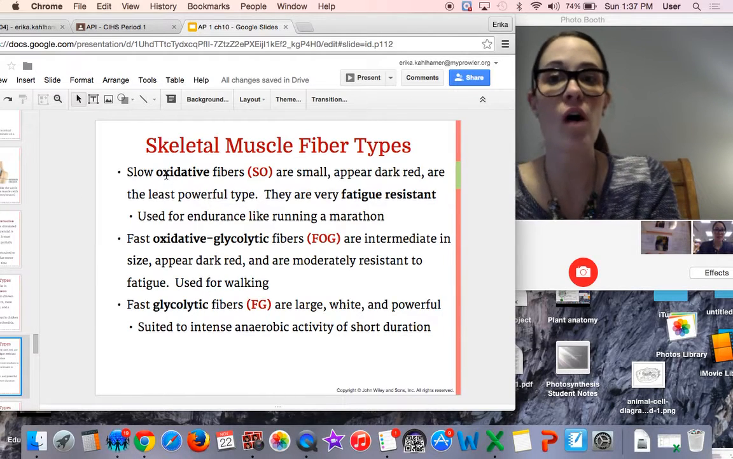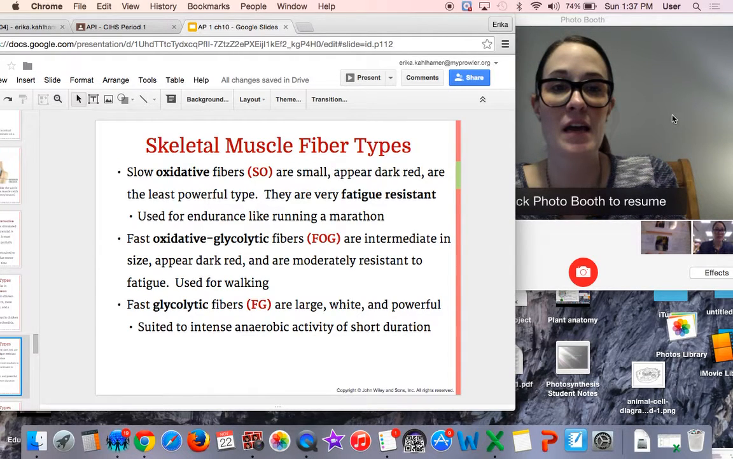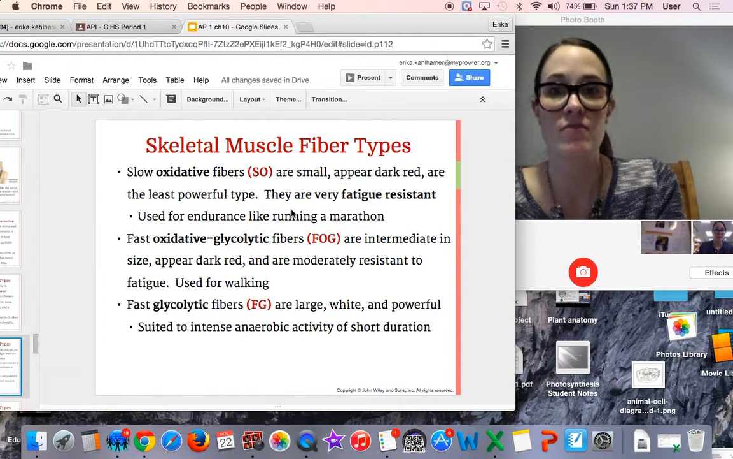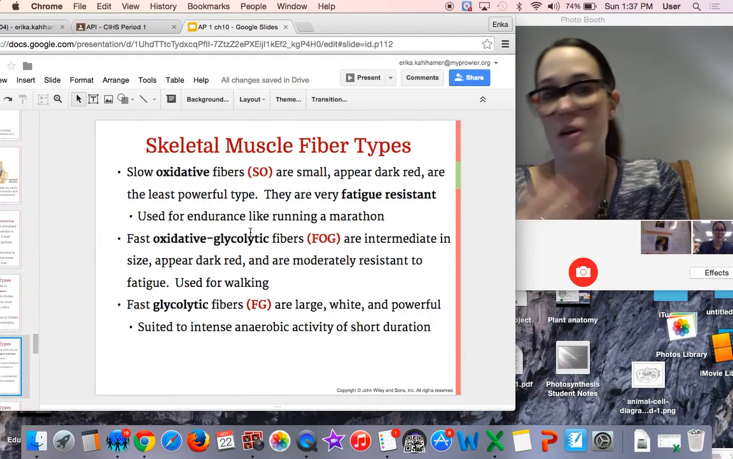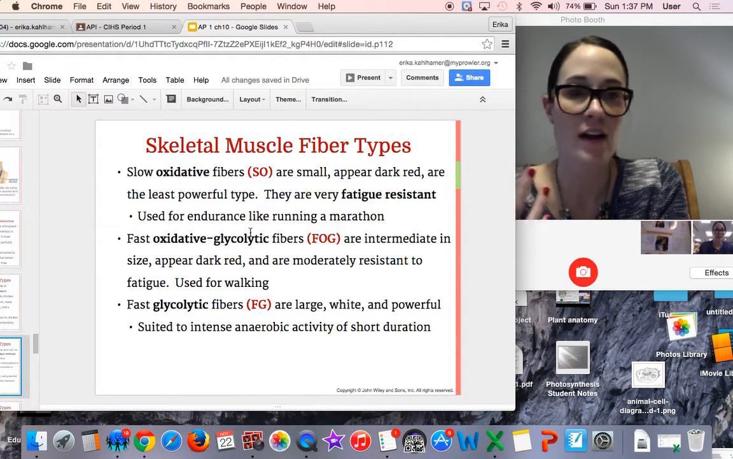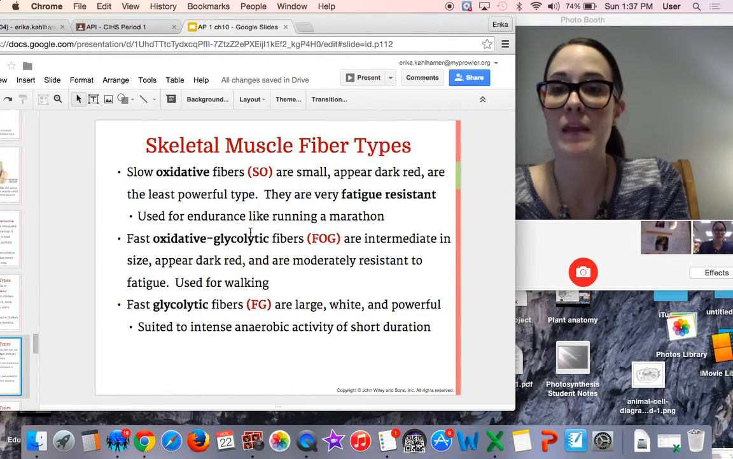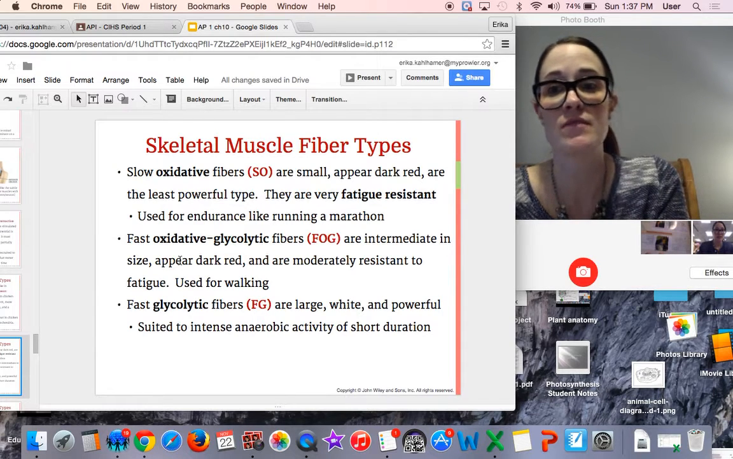So slow oxidative fibers, SO, are small, dark red, the least powerful type, and they are fatigue resistant. So you think of aerobic activity when you think of slow oxidative fibers. You're going to use these fibers in your muscles for endurance. They don't fatigue easily, they don't get tired very easily, but they don't work as quickly. The in-betweener type is the FOG, the fast oxidative glycolytic. They are also dark red. They are moderately resistant to fatigue.